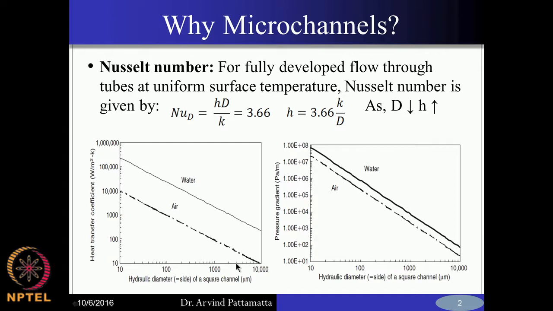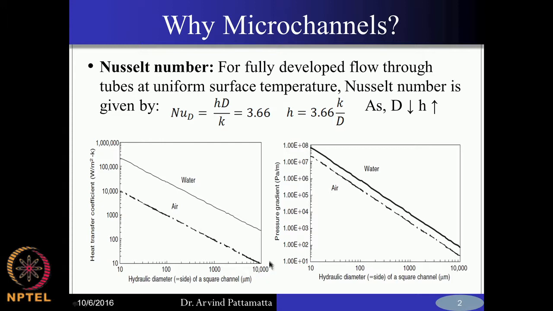For example, if you want to get an idea, you plot the heat transfer coefficient as a function of the hydraulic diameter, going from the right towards the left, that is from a large macro channel, say 10,000 micrometer, to the case of 10 micrometer. This is plotted on a log scale, and you plot the corresponding values of heat transfer coefficient on the y axis for two different fluids, one for air, the other for water. Obviously, water has a higher thermal conductivity. Although the Nusselt number is the same for both fluids, water has higher thermal conductivity compared to air, and therefore tends to have a higher heat transfer coefficient.